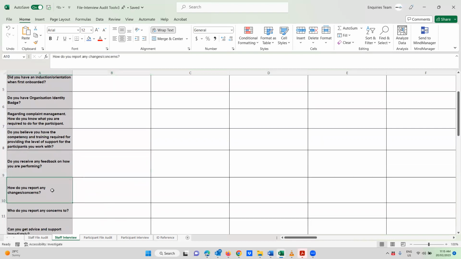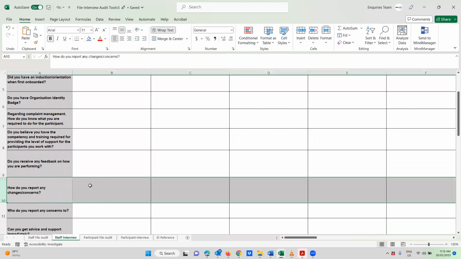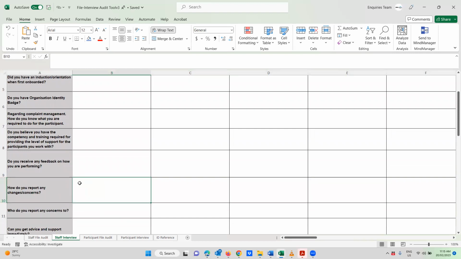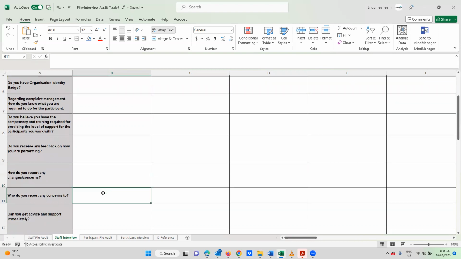How do you report on changes or concerns? This is really making sure that your staff understand how to show or let you know that there's deterioration or significant changes in a person's needs. Because as with the case of Anne-Marie Smith, nobody told anybody about her wounds and how they were developing. We need to know when there's good things happening and when there's risky things happening as well.